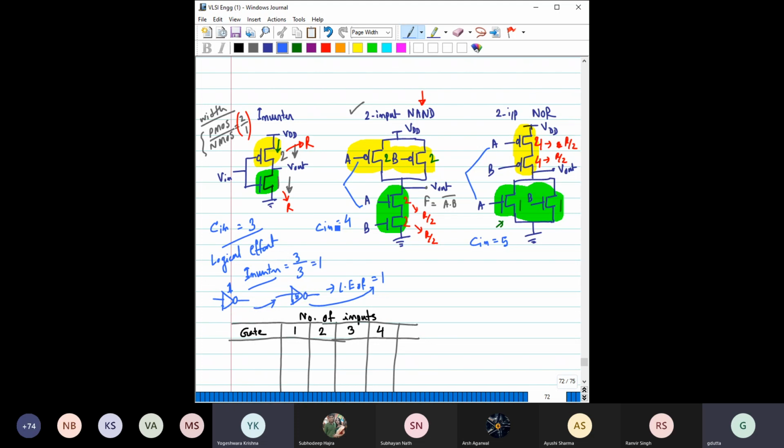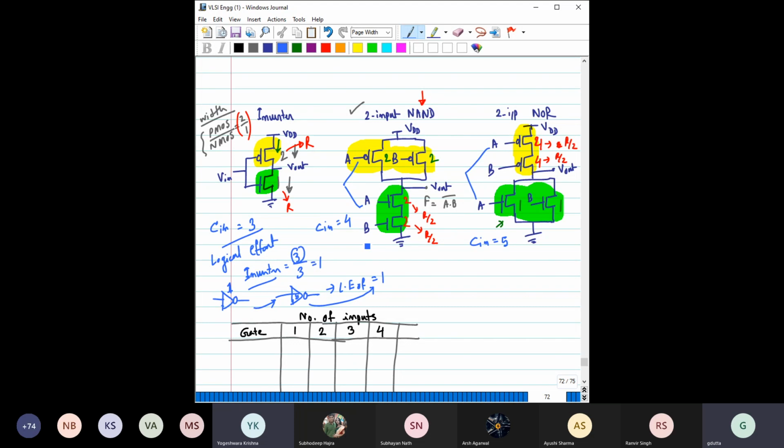So that again makes this ratio the same, right? The input capacitance of this gate and the input capacitance of this gate would become the same. So it becomes basically 3 into 5, 15, and for this case it becomes 3 into 5, 15. So it is 15 by 15, it will become equal to 1, right? So you can test it.